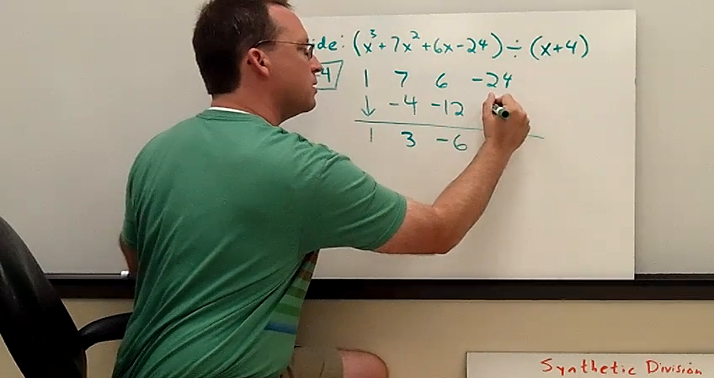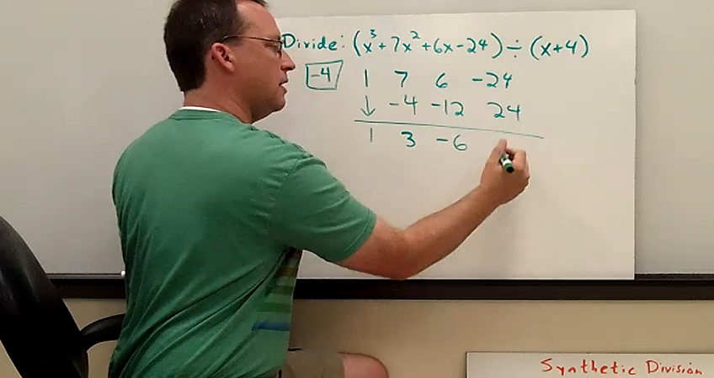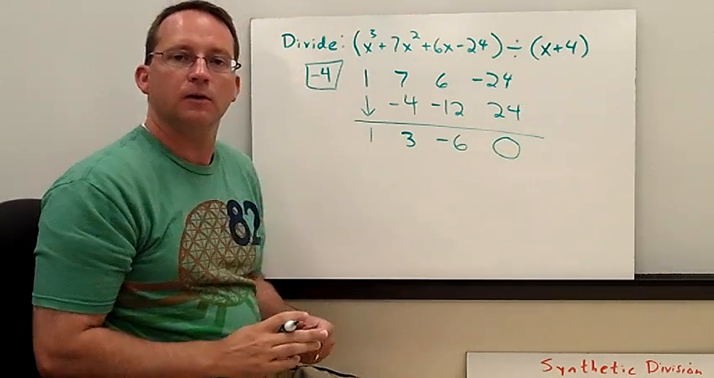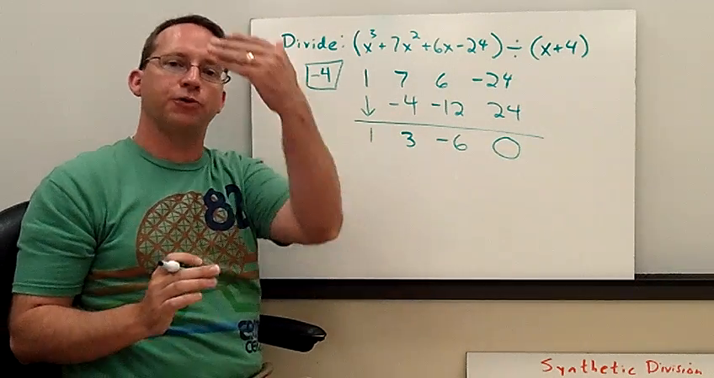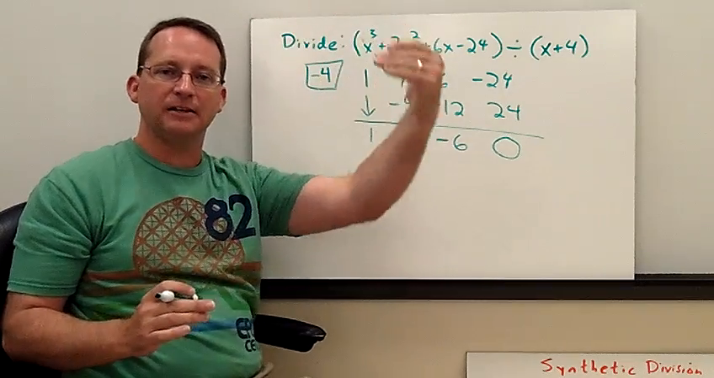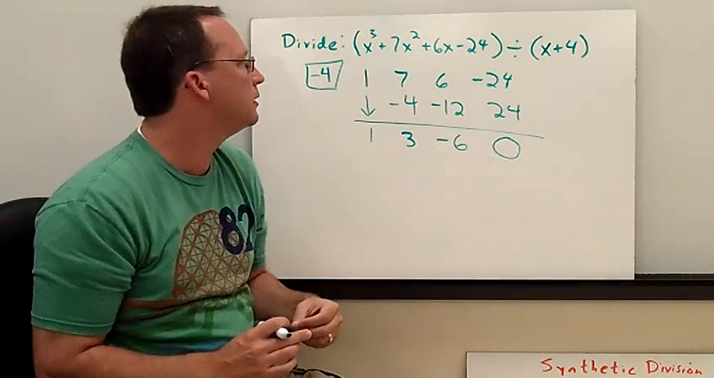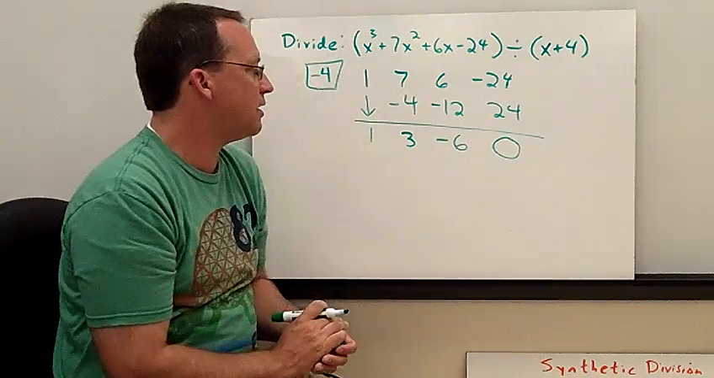-6 times -4. And then we add. Right? Always multiplying by the number in the box and then adding down the column until we fill out our grid. These numbers represent our answer.